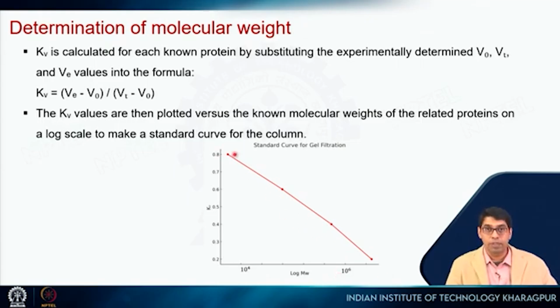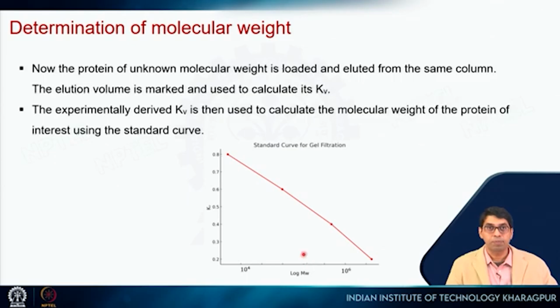Now, let us say your protein of interest elutes with a Kv of 0.5, right. So, then what you do is you go straight here and then you come down here. So, your molecular mass will be this, right. It is not accurate to the Dalton, but in kilodaltons it gives you a very good mass. Okay. So, you can determine the mass of your protein. So, unknown protein is loaded and then you calculate its Kv and then you determine the molecular mass from the standard curve, from this curve, right.